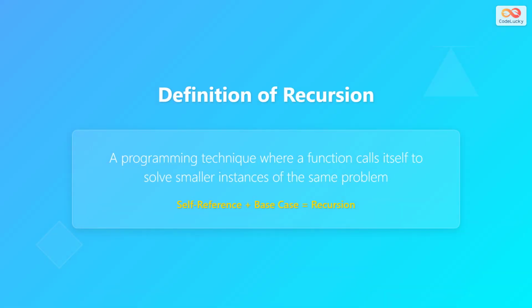Let's define recursion properly. Recursion is a programming technique where a function calls itself to solve smaller instances of the same problem. A key concept in recursion is having both self-reference and a base case. The function calls itself, which is the self-reference, and the base case is the condition that stops the function from calling itself again and again.